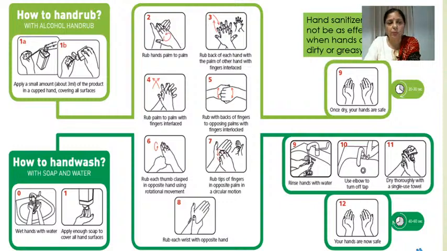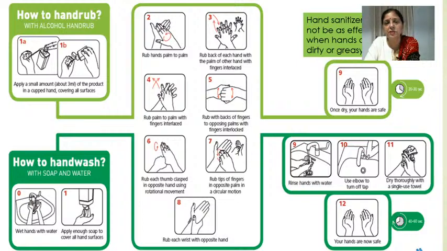If we use soap and water, a small blob is taken, and then we have to rub hands palm to palm. So the first important thing is rubbing the hands palm to palm. Then the back of the hands, so that the web spaces are covered. Then rub the palm with the fingers interlaced, so that the web spaces are covered.